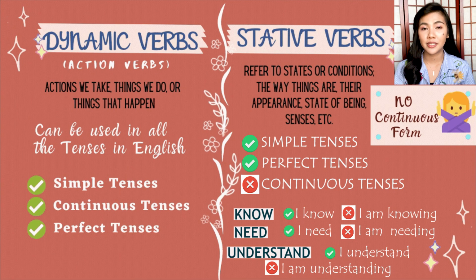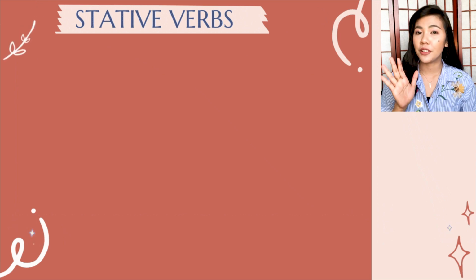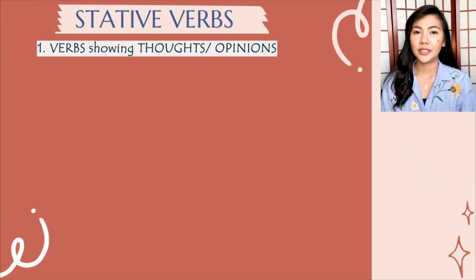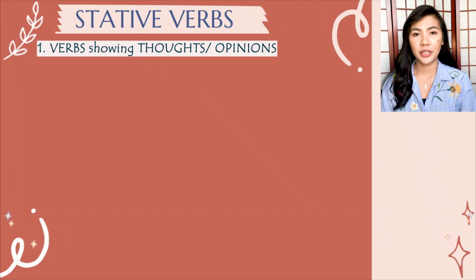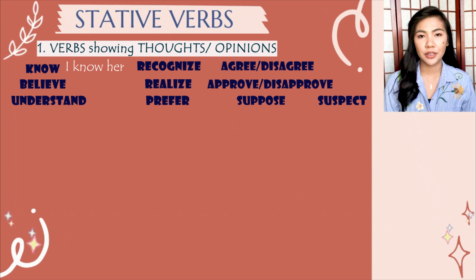Let's focus more on stative verbs. There are many more action verbs than stative verbs. Generally, stative verbs fall into 5 categories. Number 1, verbs showing thoughts or opinions. So these verbs are know, you can say I know her, believe, understand, recognize, realize, prefer, agree or disagree, approve or disapprove, suppose, suspect. So these verbs are all stative verbs and you cannot use them in continuous tenses.